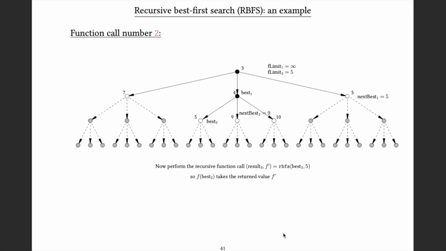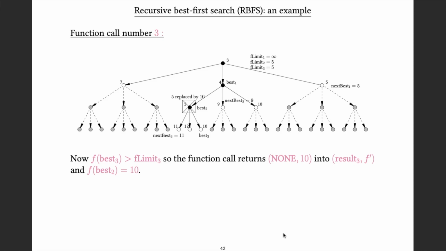We're now in the second call to RBFS, using best 1 as a starting point. Once again, we look at each of its children. We see they have f costs of 5, 9, and 10. So best 2 for the second recursive call has the f cost 5, and next best is 9. At this point, next best 2 is a larger number than 5, which will have been passed to this function call as the f limit. And so, in continuing the search, because we haven't yet got to something that's worse than the best alternative, we will keep 5 as being the value of our best alternative.